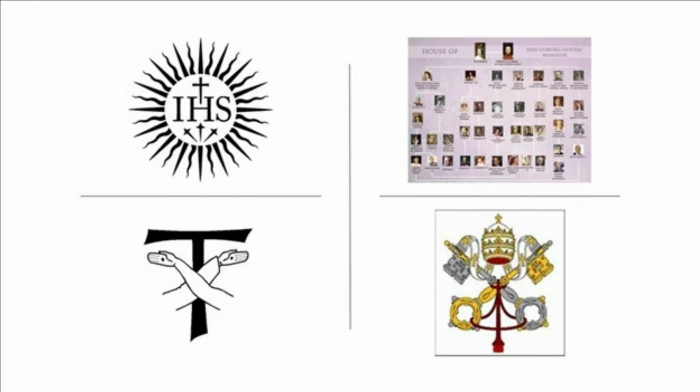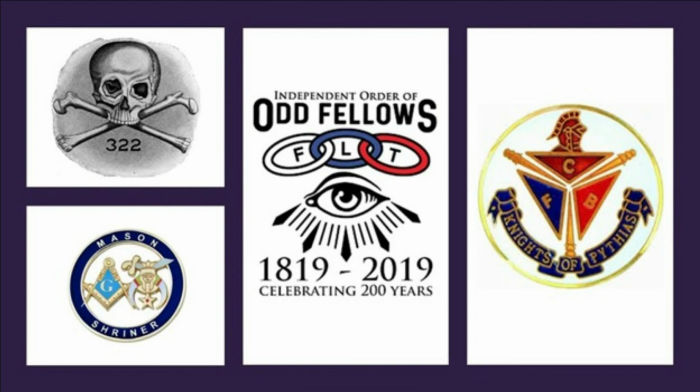Important players involved in the creation of the New World Order and New Narrative included the Jesuit and Franciscan missionaries, the hierarchy of the Roman Catholic Church, and the royal houses of Europe, along with the involvement of the highest echelons of secret societies, including but not limited to the Freemasons, Oddfellows, Knights of Pythias, and the Skull and Bones Society.